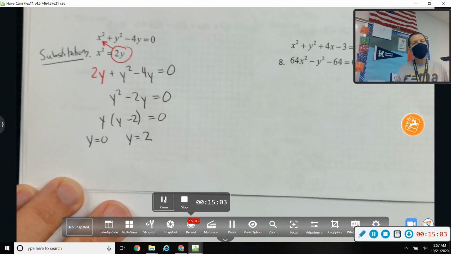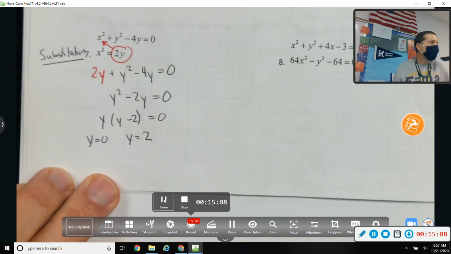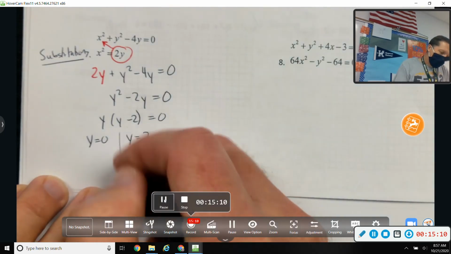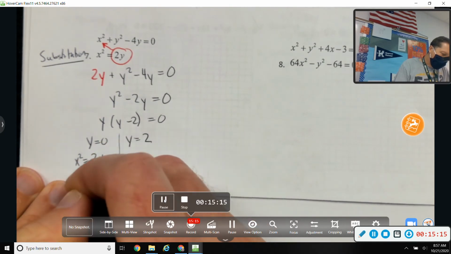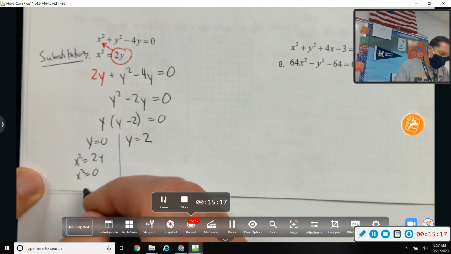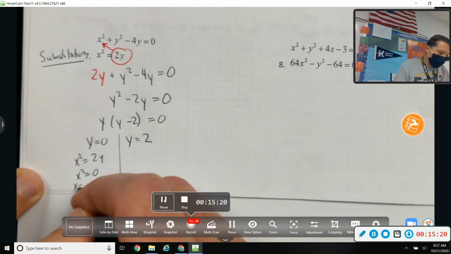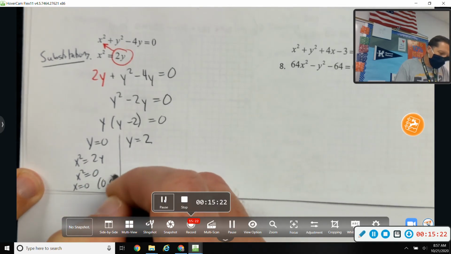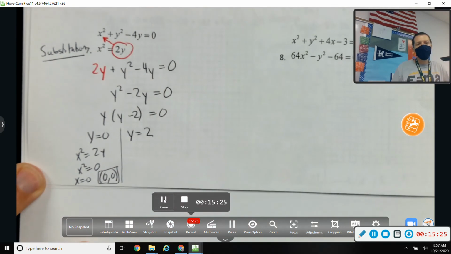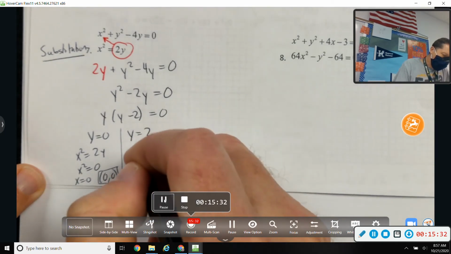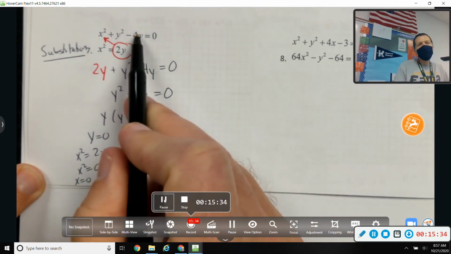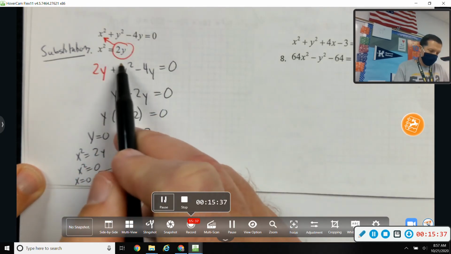But I need the x coordinate as well. So I'm not done yet. I need to find the x coordinate. So x squared equals 2y. So x squared equals 0. That means x equals 0. So one of my points is 0, 0. For y equals 2, and by the way, I can use either of these, but I'm just using the easier one. X squared equals 2y.